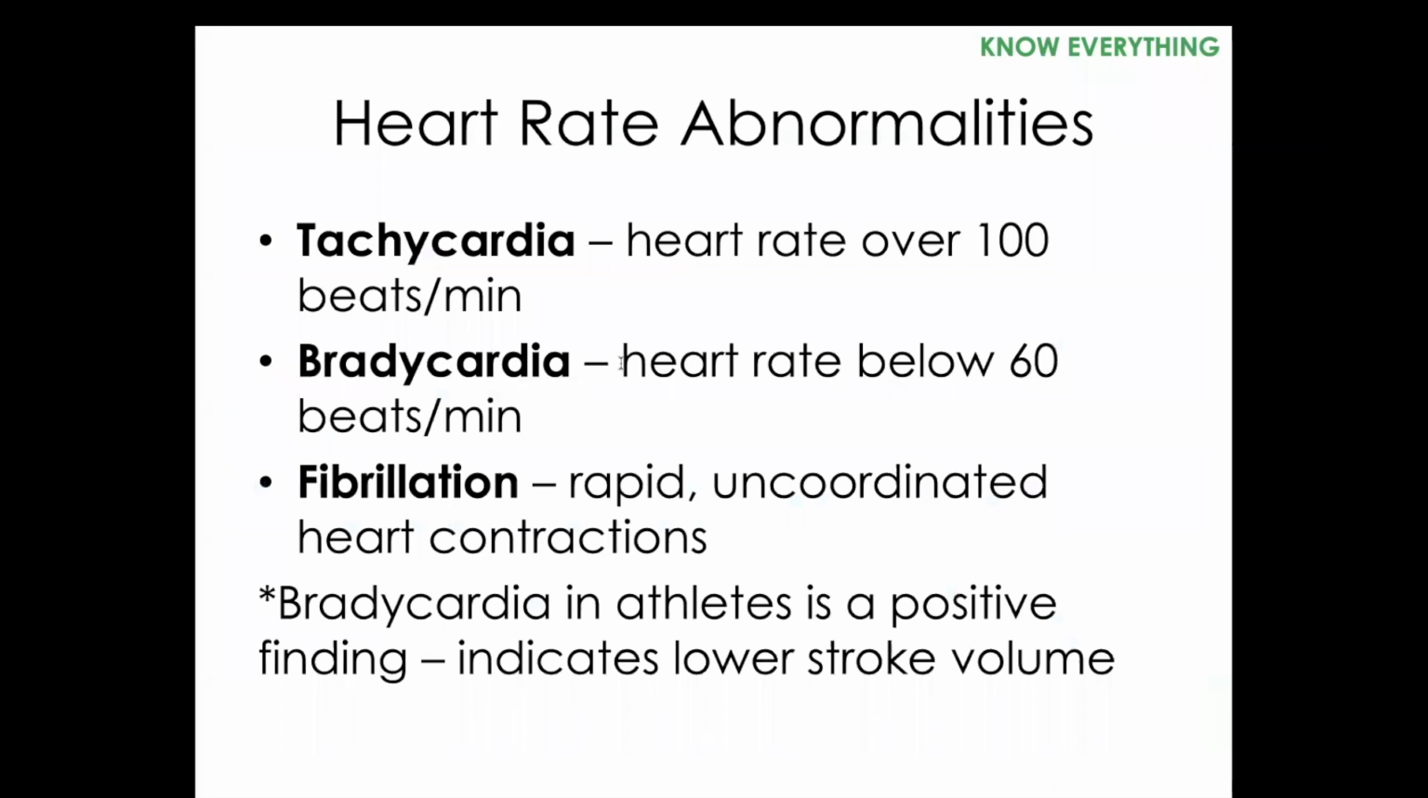All right, so then here are some of our abnormal heart rates. So tachycardia is a fast heart rate, typically over 100 beats per minute. Bradycardia is a low heart rate, below 60 beats per minute. And then fibrillation is a rapid, uncoordinated heartbeat. It's important to know that neither tachycardia or bradycardia are pathological conditions. They are acute and they occur in small intervals of time.